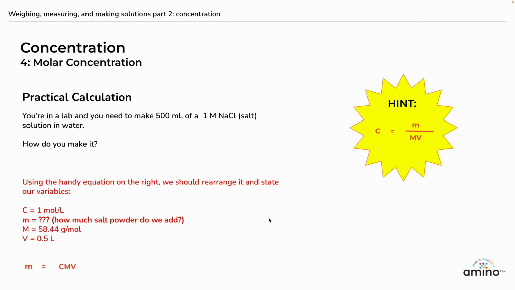Now we can rearrange this equation a little bit. Essentially, we're multiplying this side by big M, big V, and we're multiplying this side by big M, big V, which eliminates it from this denominator and gives us m equals CMV.